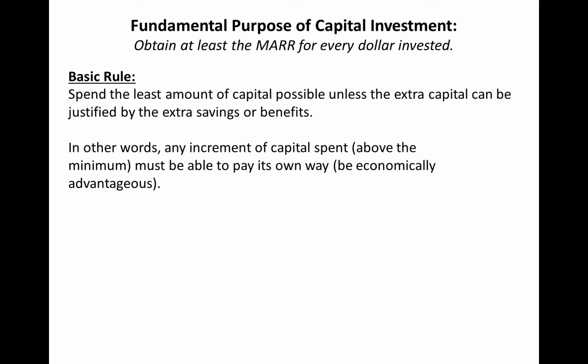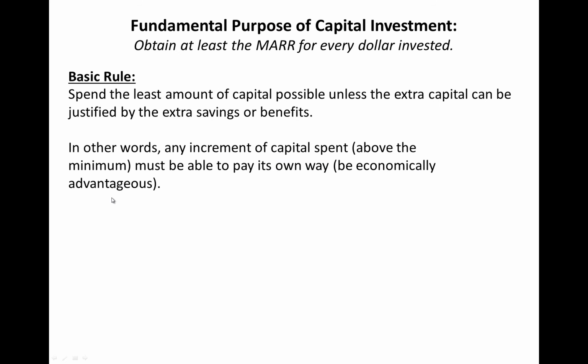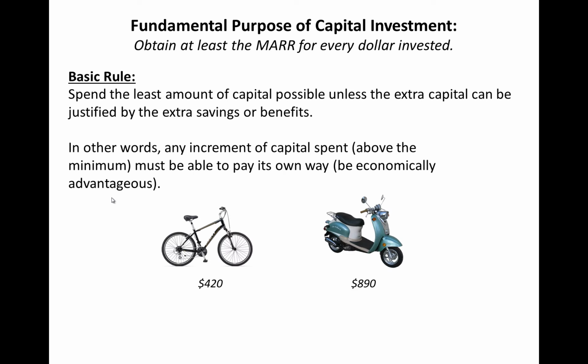So your basic rule, when you're applying these principles, is that you want to spend as little as possible unless any additional dollar can be justified. And so going back to the case of transportation, why would you ever spend more than the cost of a bicycle for a van and purchase a scooter? From a strictly economic standpoint, the only reason you'd spend the extra amount is if the scooter somehow enabled you to obtain a greater return than the purchase of the bicycle did. In other words, any amount that's spent above the minimum has to pay its own way and provide some sort of economic advantage.